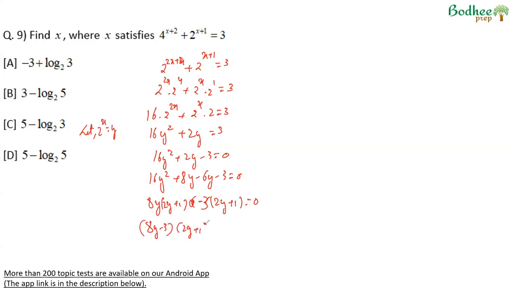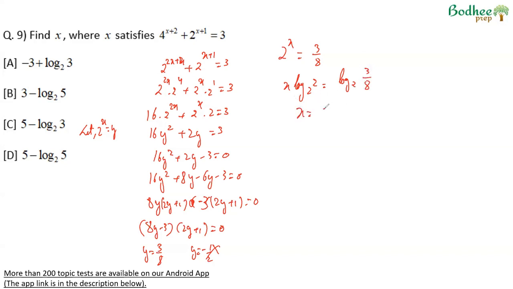Which means 8y minus 3 into 2y plus 1 is equal to 0, which means y is equal to 3 by 8 or y is equal to minus 1 by 2. Clearly, y cannot be negative because it is 2 raised to power x. Therefore, 2 raised to power x or y should be equal to 3 by 8. Taking log to the base 2, we will get x log 2 to the base 2 is equal to log of 3 by 8 to the base 2.